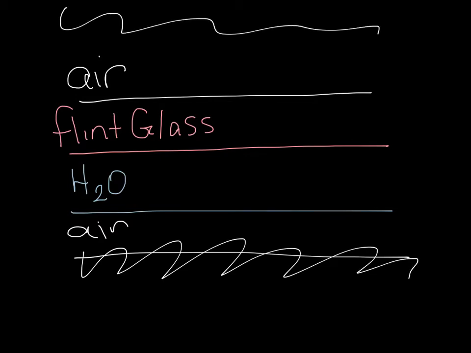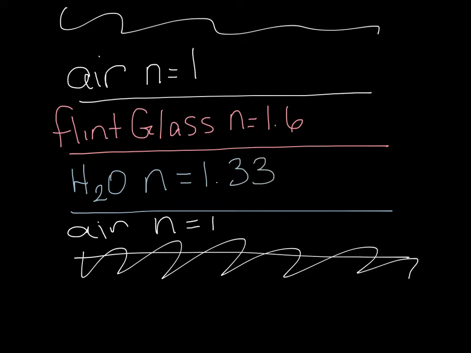So what goes on? We know the index of refraction for air is 1. Flint glass, the index of refraction is 1.6. For water, the index of refraction is 1.33. And then back out to air is 1. Well, we know light comes in, we're going to say it comes in at 30 degrees, and it hits our boundary at 30 degrees.